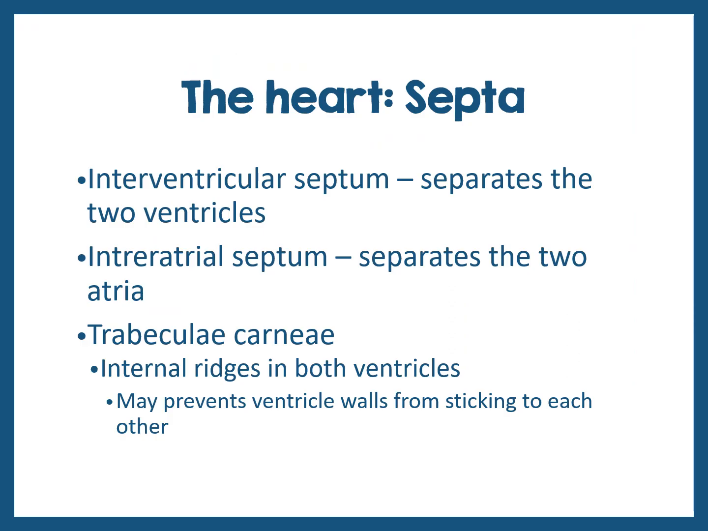And so the word for wall is septum, or septa in the plural. There are the interventricular septum, which is going to separate the two ventricles, and the interatrial septum, which will separate the two atria. And then there are these internal ridges inside of the ventricles called trabeculae carneae. The thought is that these trabeculae carneae may prevent the ventricle walls from sticking to each other when they contract.